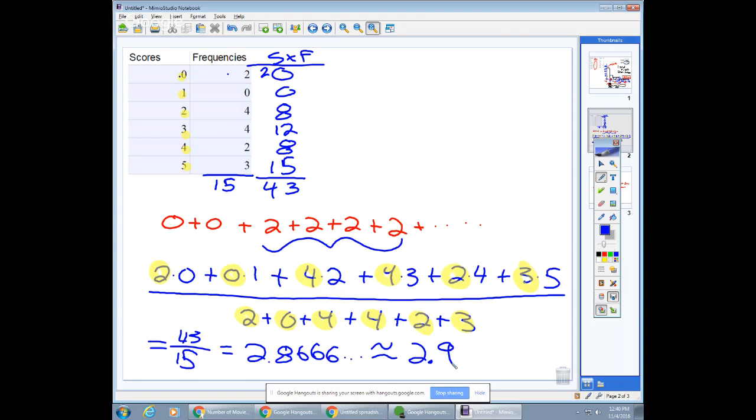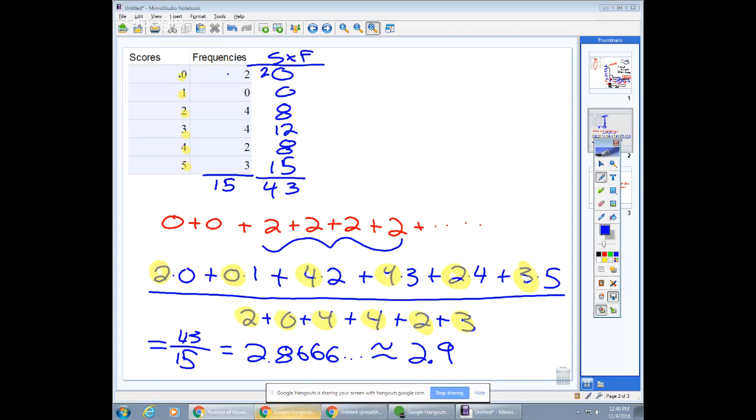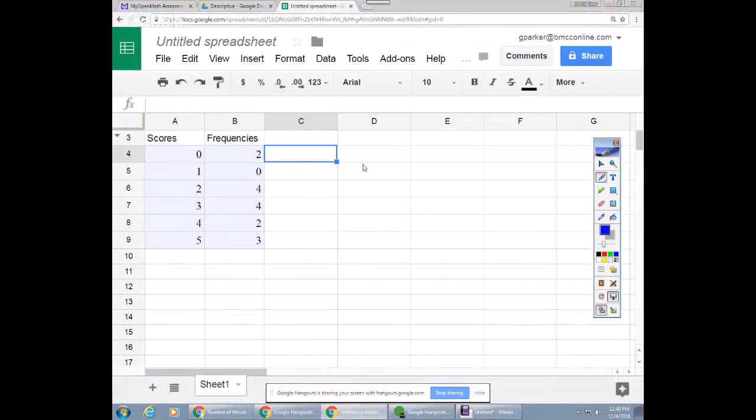All right, so now I'm going to do it on the spreadsheet, and I'll show you two different ways to do it. Let's see, where's my spreadsheet? Ah, there it is. Okay. So one way to do it is to make a column of those multiplications. You could call it whatever you want: product, scores times frequencies. I'm going to call it product. And then you just say, I need to know what is this number times that number. And then you just fill it down.